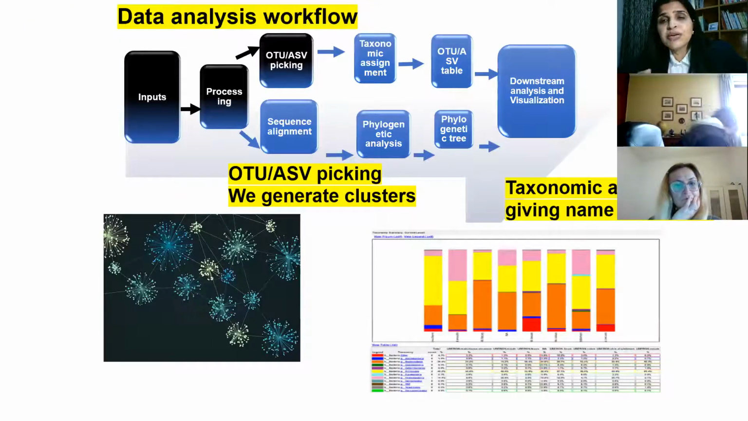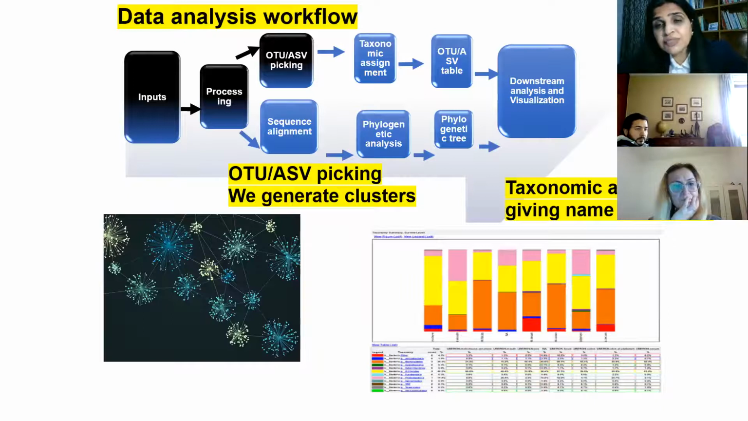So I will quickly go through the data analysis workflow because I just want to tell you where the artificial intelligence application has improved this data analysis. So after pre-processing, we reach OTU or ASV picking. And in OTU or ASV picking, what we do is we generate clusters basically. From the sequences, we classify them into different clusters. And in the taxonomic assignment, we use previously available labeled data, and we give names to these clusters, right? This is what we do in the basic data analysis workflow in bioinformatics.